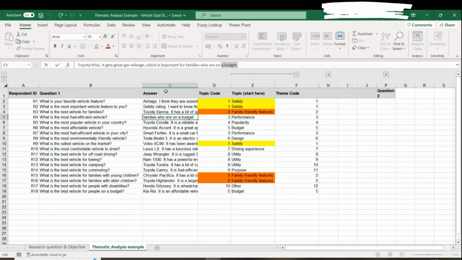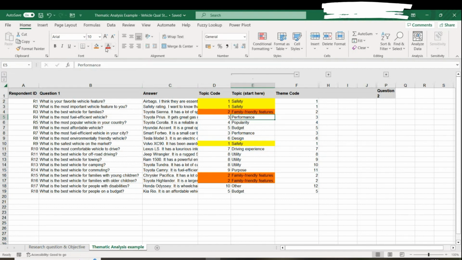But what else you can take out of what this person said is that they said it's great on the gas or petrol or fuel. So because this is more of a study that is looking into vehicle features and performance, you would then say it's a performance topic. Then you can give that a different color, and then you look into your data again and see if you can find any other number 3s.